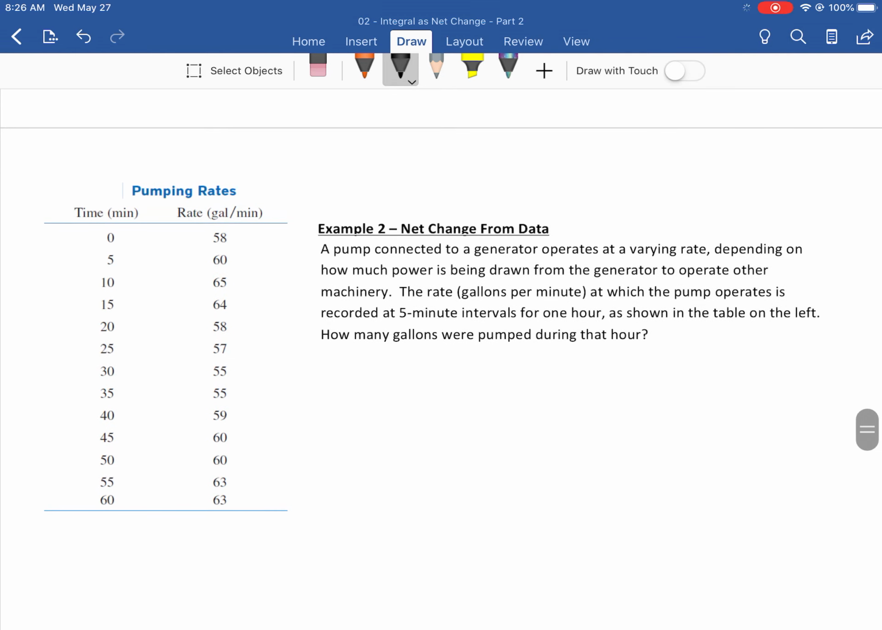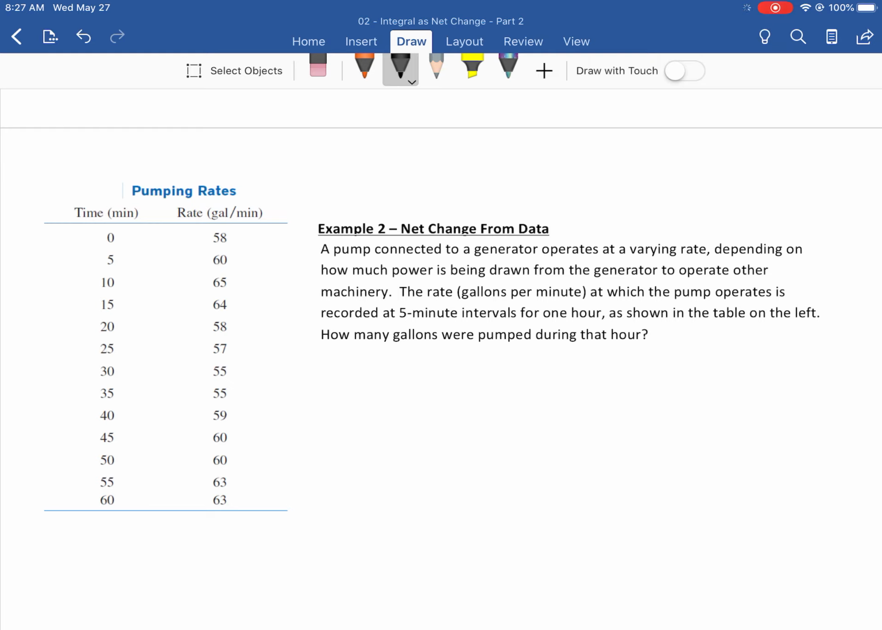Okay. If you don't have the equation and you're doing it from data, we have some other methods to handle these things. And take a look at this situation. A pump connected to a generator operates at a varying rate depending on how much power is being drawn from the generator to operate other machinery. So apparently we don't get all the water we want all the time. We just get whatever power is available.